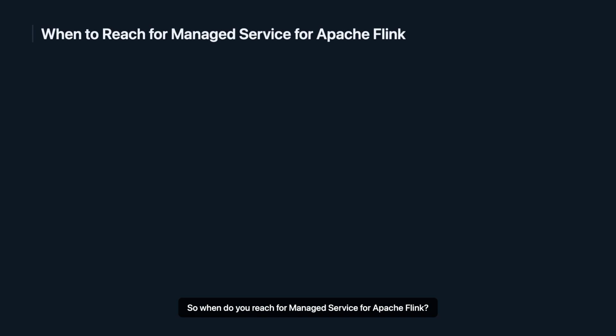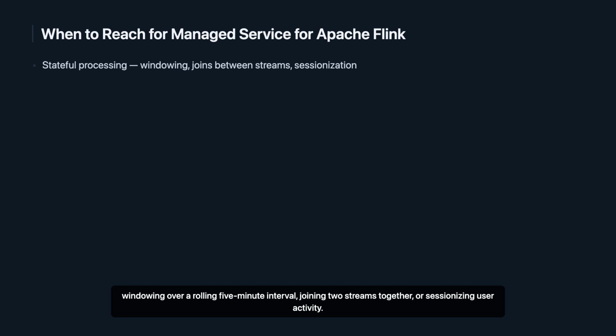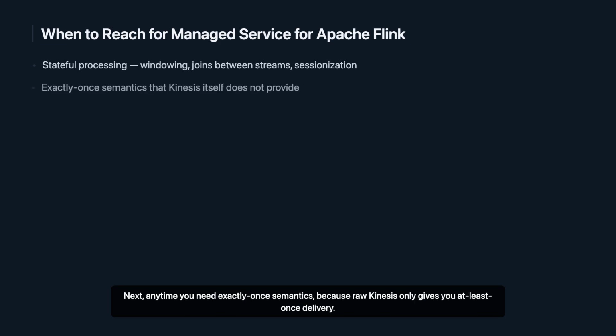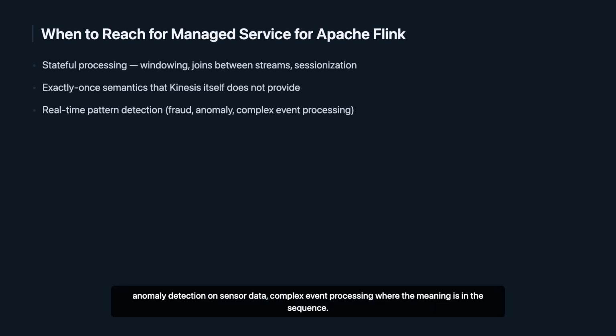So when do you reach for Managed Service for Apache Flink? First, anytime the scenario involves stateful processing, windowing over a rolling 5-minute interval, joining two streams together, or sessionizing user activity. Next, anytime you need exactly once semantics, because raw Kinesis only gives you at least once delivery. Then there's real-time pattern detection, fraud detection on credit card transactions, anomaly detection on sensor data, complex event processing where the meaning is in the sequence.